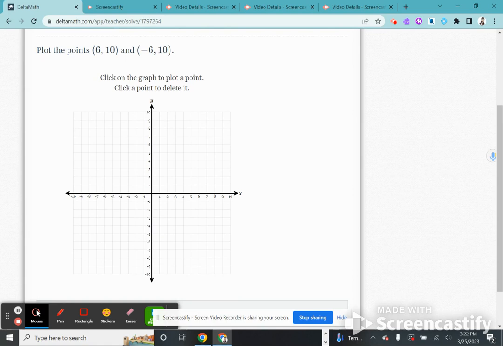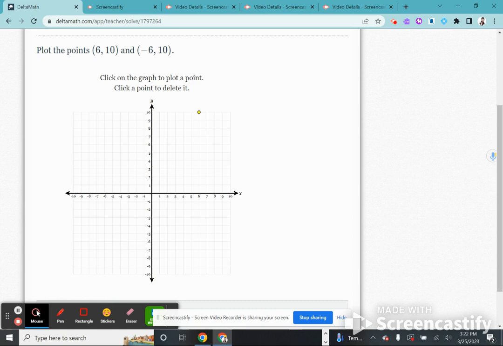So they give us the first point, 6 and 10. So just remember that first number is our x going across. So we'll go across to 6 and then up to 10. So our first point will go up there at 6, 10.